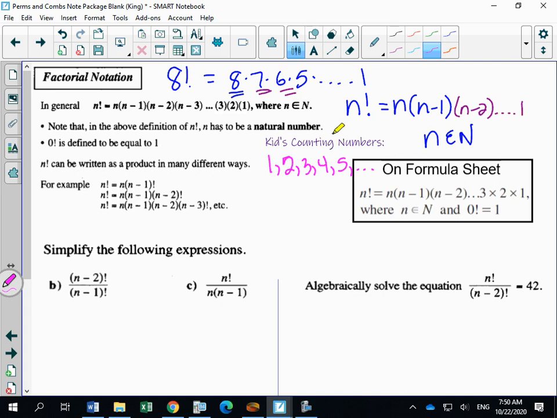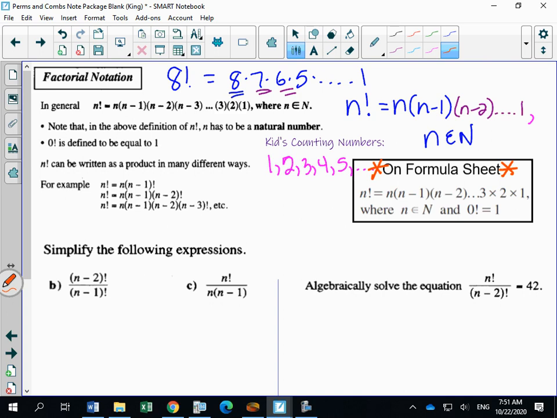So when we do this, the general form of expressing factorial notation is n factorial is equal to n times (n minus 1) times (n minus 2), and we go all the way down to 1, where n belongs to the set of natural numbers. This is on your formula sheet, so it will be given to you on a test. I'm going to show you how you would apply it.